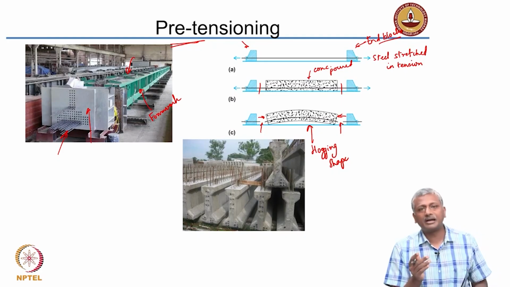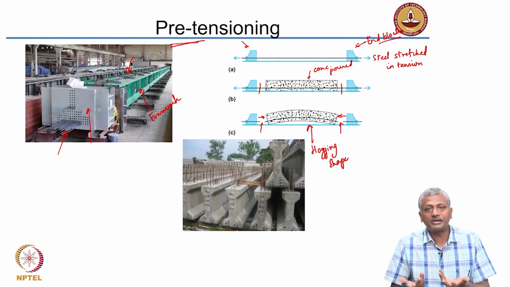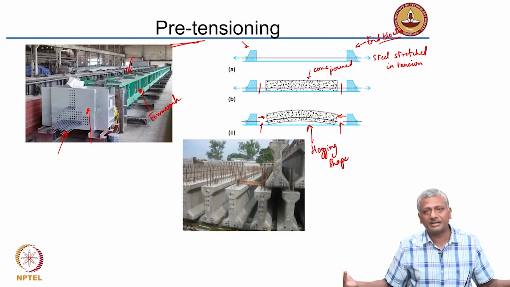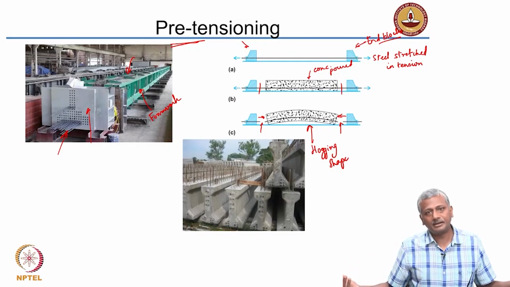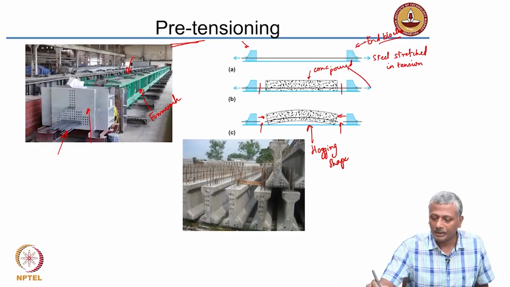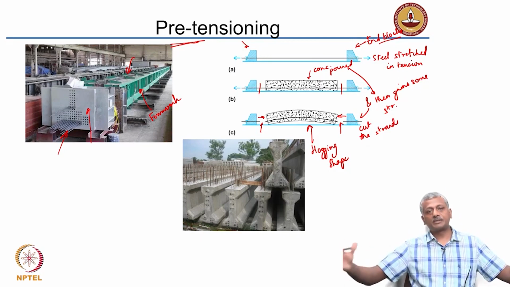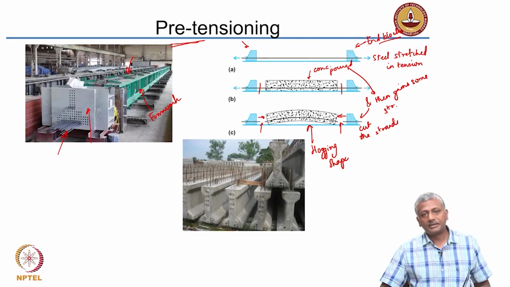After the concrete attains some level of strength, okay, because if the concrete is fresh and you cut the steel, nothing will happen, it is not going to transfer any stress. The concrete has to be poured and gain some strength, and then you cut the strands. When you cut the strands, it transfers the compression to the concrete, okay.